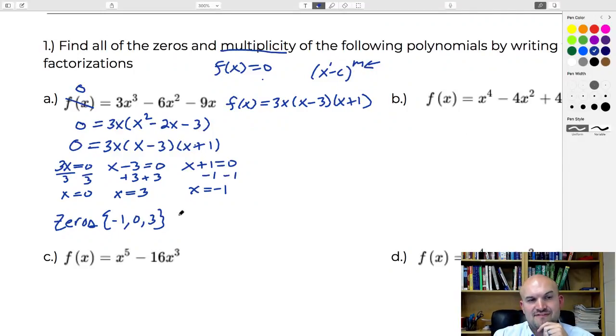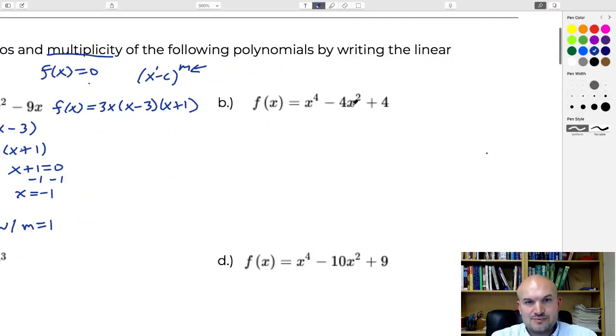Now, all of these have a multiplicity of 1, so I'm just going to write with a multiplicity equal to 1. But whenever I'm dealing with zeros that are going to have different multiplicity, I'll write that in there. All right, so now let's get to the next one.